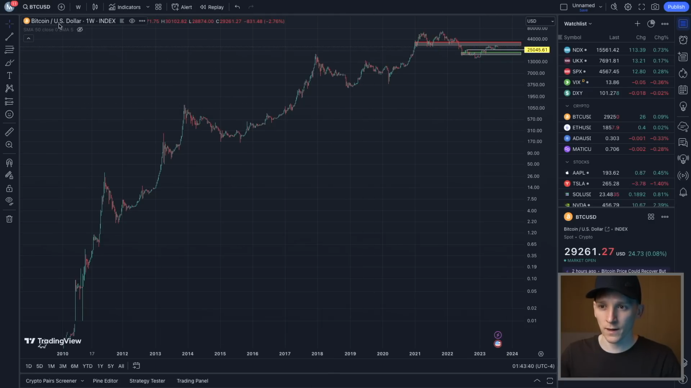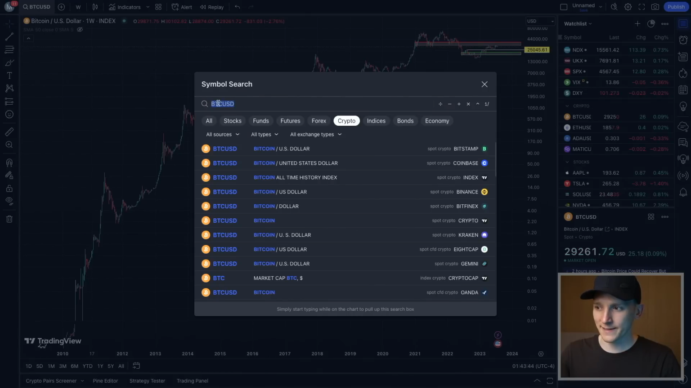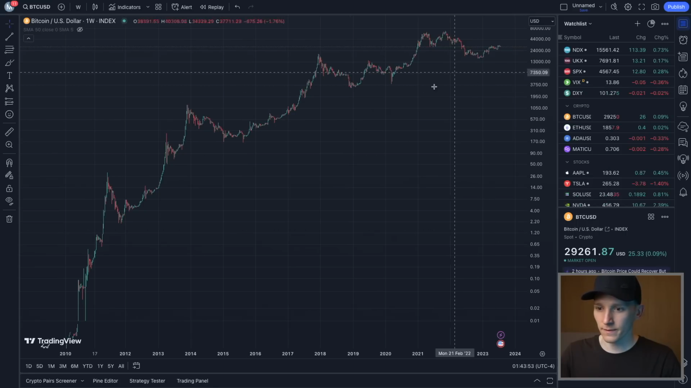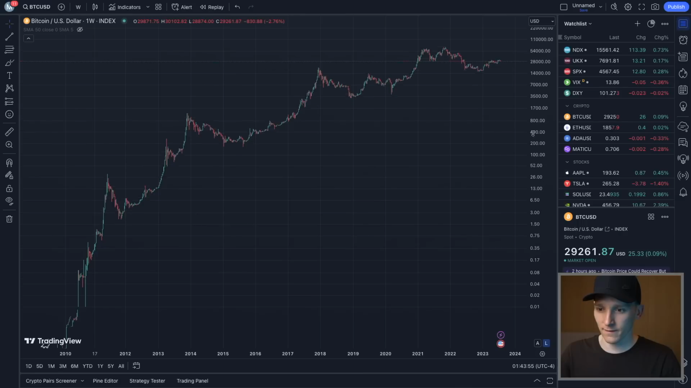So we'll come to Bitcoin here. So just search Bitcoin up in the top left, search for BTC USD. You can get the index right here, which shows you the Bitcoin chart over time. Just going to right click and take off all the drawings. So remove drawings. And this is the Bitcoin price since inception.